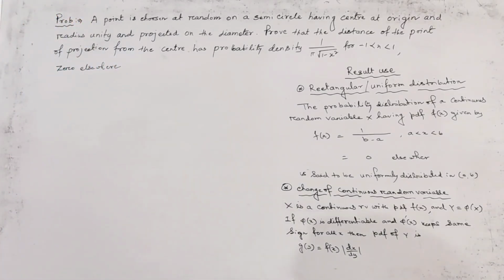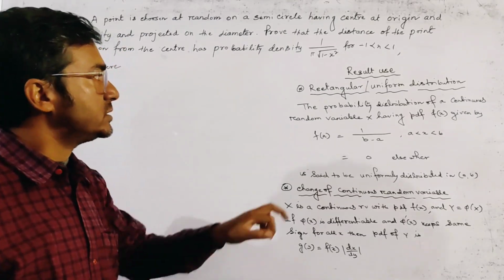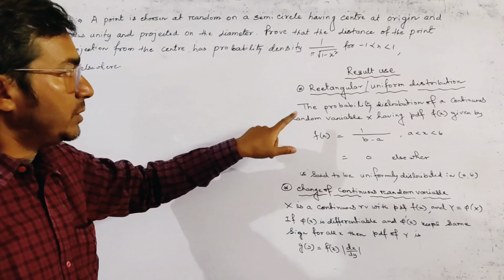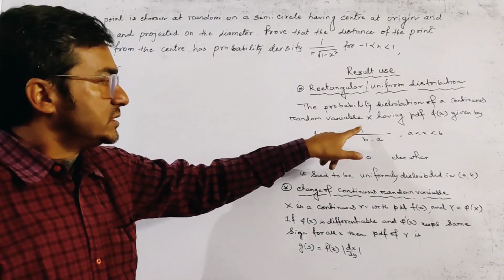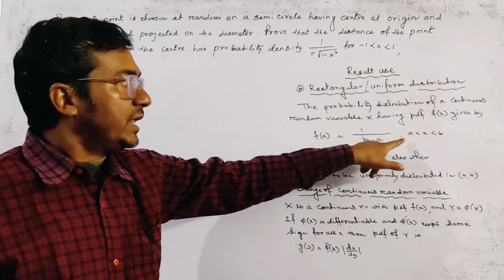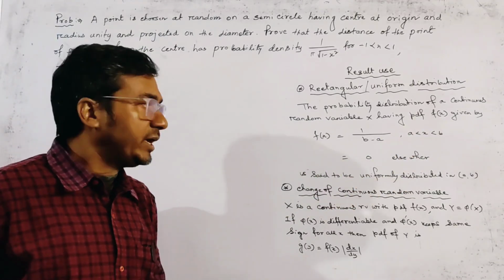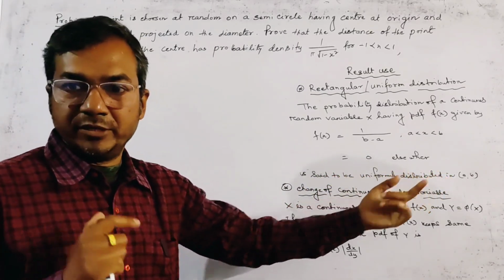Here we use two important results of probability. The first one is the rectangular or uniform distribution, and the PDF of this distribution we know is f(x) equal to 1 by b minus a for a less than x less than b, and 0 elsewhere. This is known as uniformly distributed in the open interval (a, b).